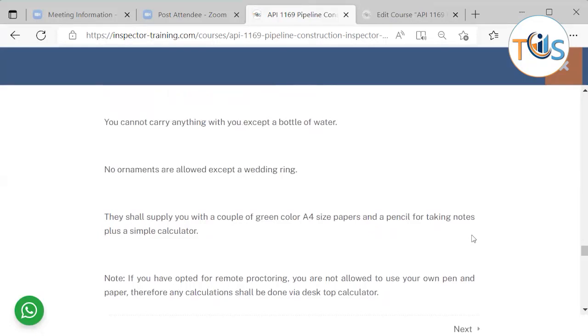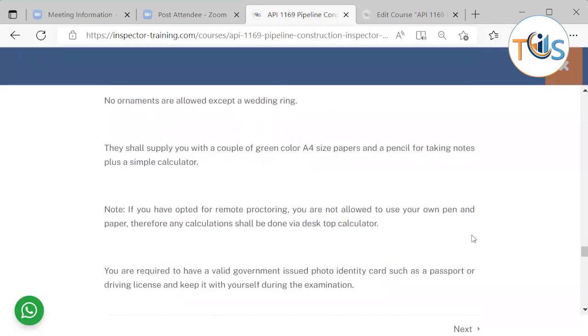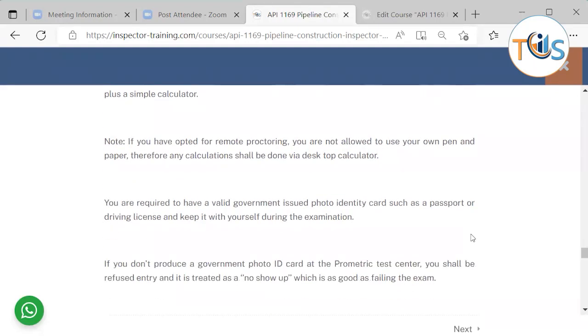You cannot carry anything except a bottle of water, and no ornaments except a wedding ring. Then they supply you with some A4 size paper, a pencil, and a calculator. If you have opted for remote proctoring or a remote exam, you're not allowed to use your own pen and paper. Therefore, any calculation shall be done by a desktop calculator. You should have a valid government-issued photo ID.